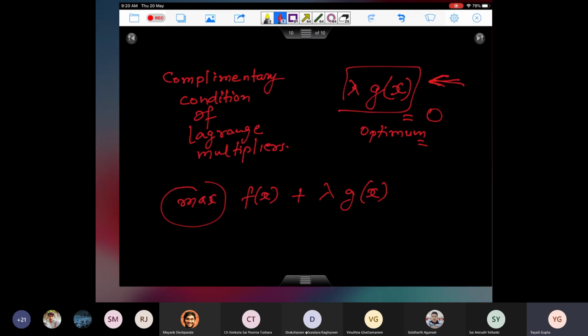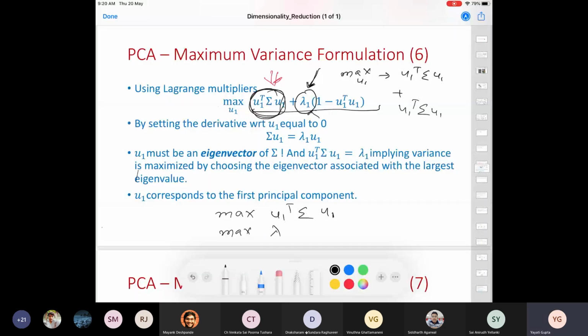So coming back to this point, ultimately we end up maximizing U1 transpose sigma U1. This is what we get, if you solve this. And what is this? Maximizing lambda 1. You substitute lambda 1 in here, you will get this quantity, and this is the lambda 1 quantity. And now we are interested in maximizing this lambda 1.